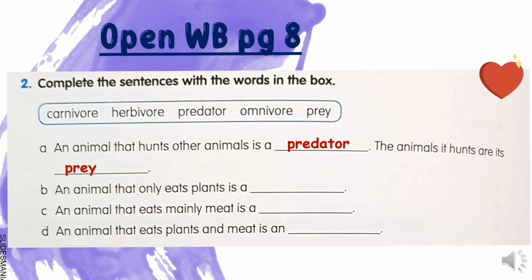An animal that eats only plants. Yes, herbivore. An animal that eats mainly meat. Yes, carnivore. An animal that eats both plants and meat is called omnivore. Good. Now the next one.